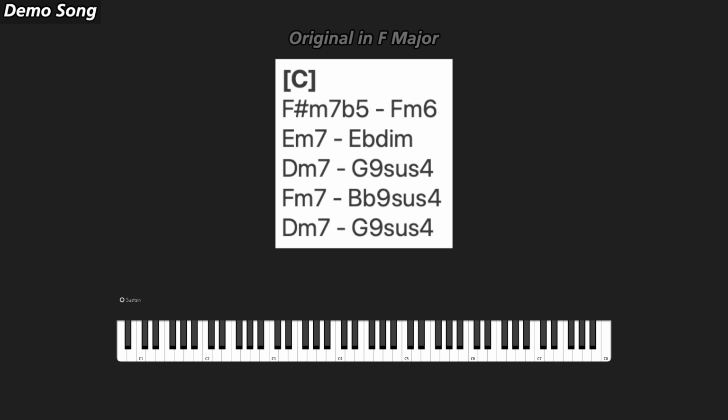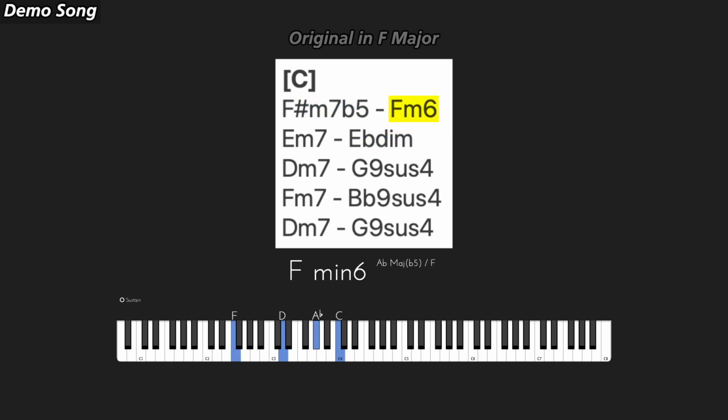Last is my C section. This is a chromatic walk down, F sharp, F, E, E flat, D. It uses 3 borrowed chords for this, 2 diminished chords. Got our F sharp half diminished, also known as F sharp minor 7 flat 5, and E flat diminished.